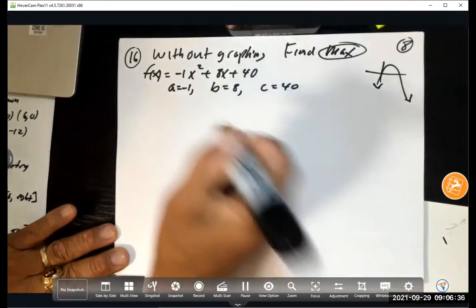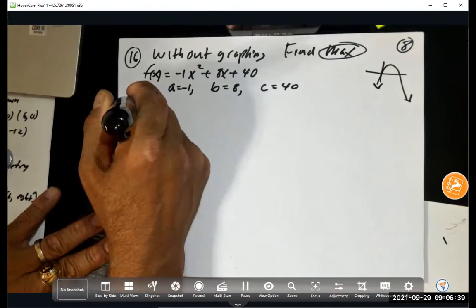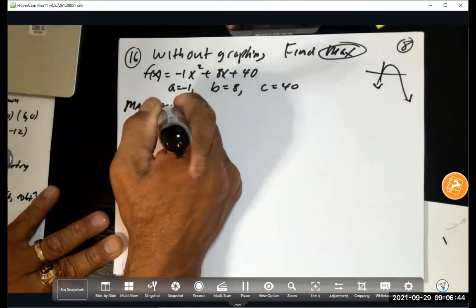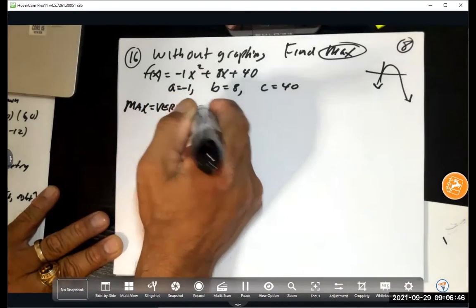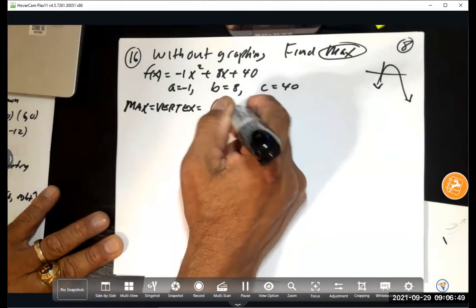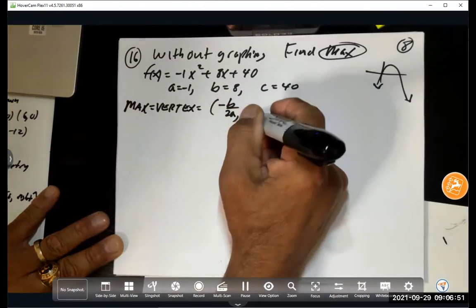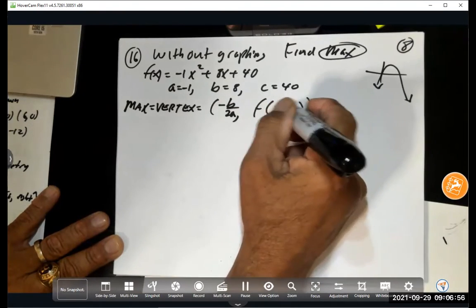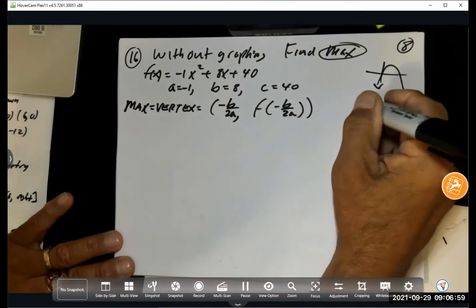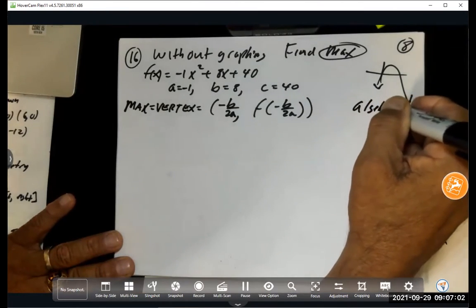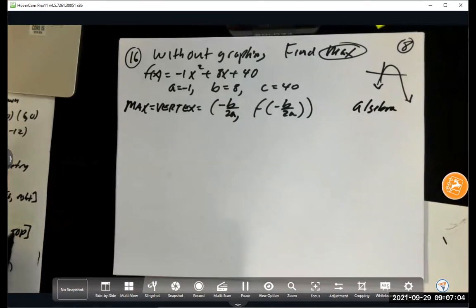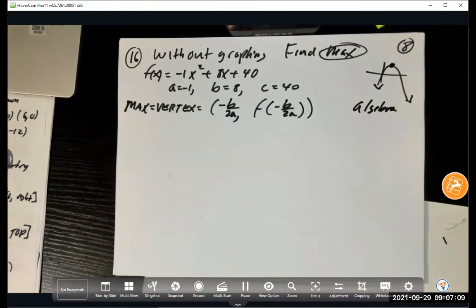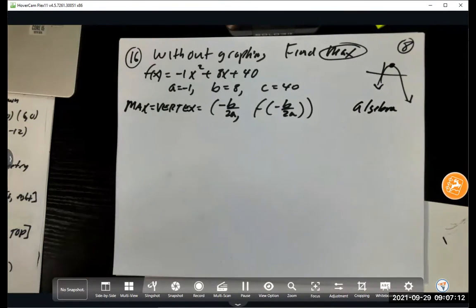Now, there's a formula. The max is also the vertex, and the formula is negative b over 2a, f of negative b over 2a. This is the vertex formula from the algebra stuff that you did a long time ago. All it does is give you this little dot right here. It tells you the high point of the graph. That's all it does.